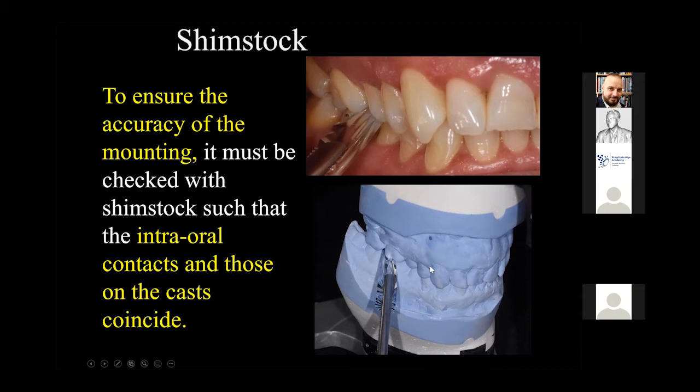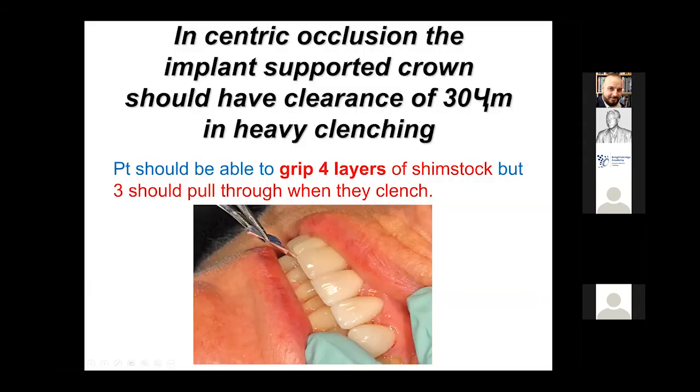And vice versa. If, for example, your clinical record shows the upper 6 with the lower 6 catching the shim stock, but in the lab it's pulled through, that means there is a problem in the articulation. As simple as that. So you have an accuracy down to 8 microns with that. The other advantage of using it, in the field of occlusion, guys, most of it is not evidence-based. Let's talk about the facts there.